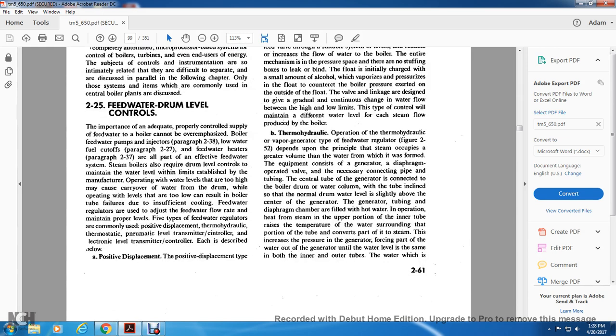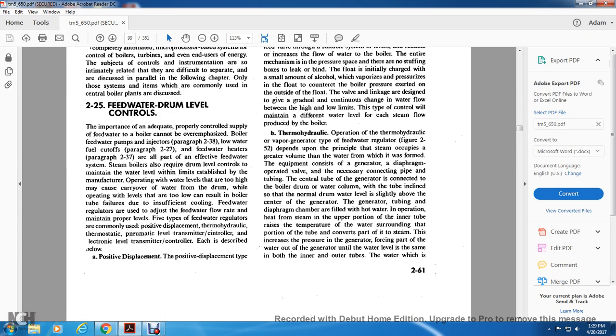225, feed water drum level control. The importance of an adequate and properly controlled supply of feed water to the boiler cannot be overemphasized. Boiler feed water pumps and injectors, paragraph 238, low water fuel cutoffs, paragraph 227, and the feed water heaters, paragraph 237, are all parts of an effective feed water system. Steam boilers require drum level controls to maintain water level within the limits established by the manufacturer. Operating with water levels too high may cause carryover of water from the drum, while operating with levels too low can result in boiler failures due to insufficient cooling.